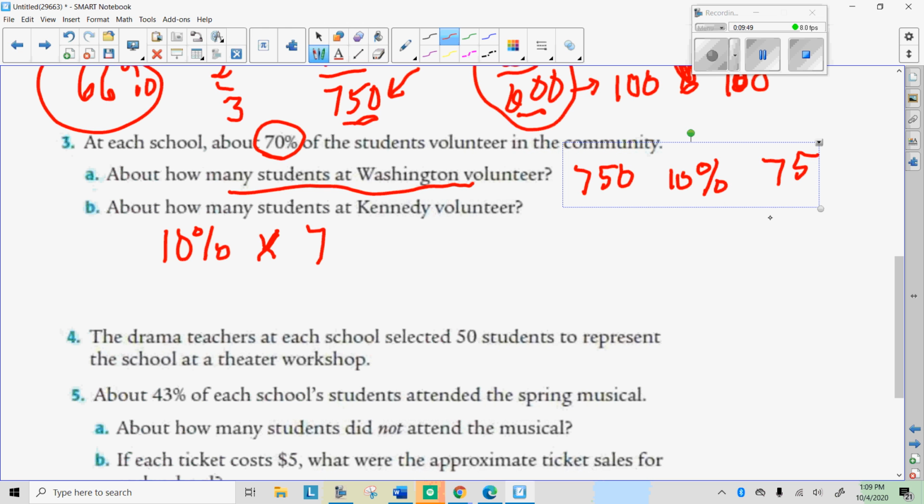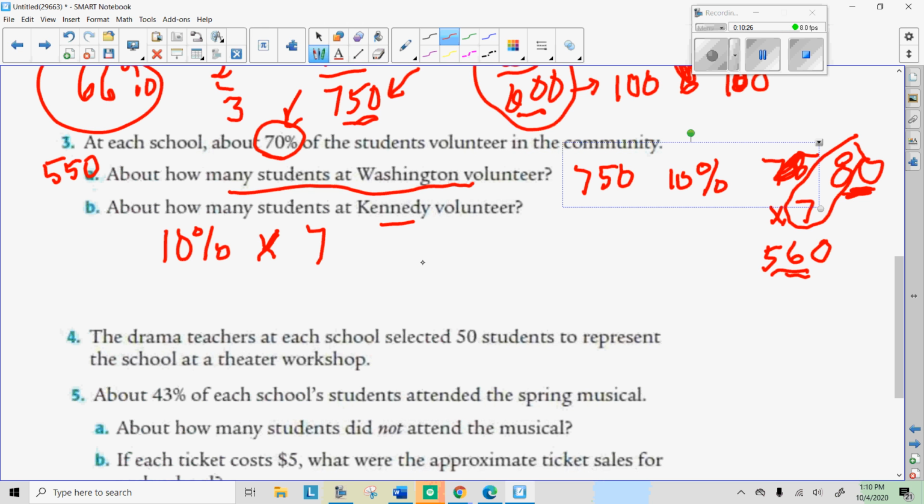Now we want that times 7 because we're looking for 70% in our answer, right? That's not super easy, so let's round 75 to 80 because that'd be easier. I'm pretty sure you can do 8 times 7, which is 56. And then I add the 0 on, so about 560 students. I rounded that up, so I might go a little bit less and say maybe about 550 students.